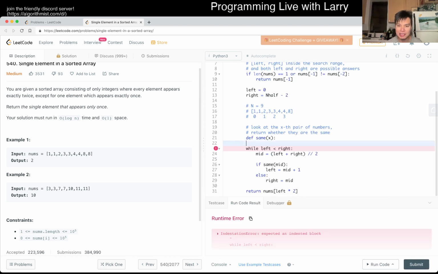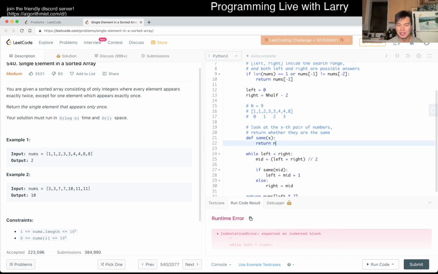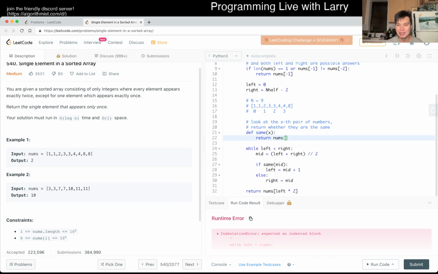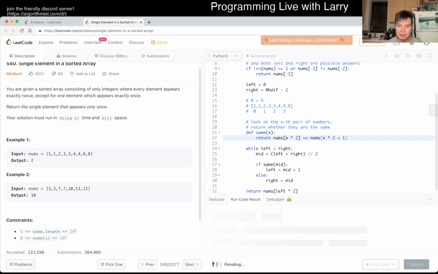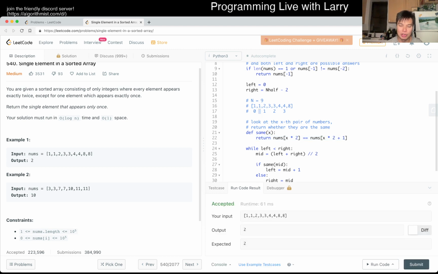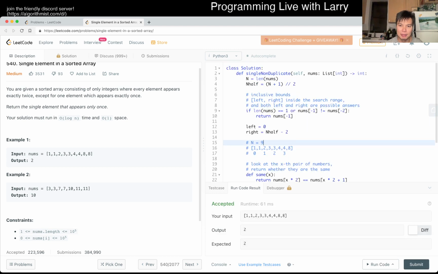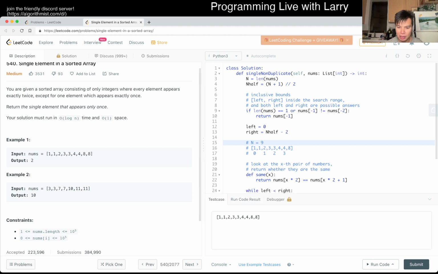What happened here? Oh, I forgot to write the same part. Oops. So we return, this is equal to right. So this is just mapping it from the x pair to the actual index in the input, right? So okay, whoops.